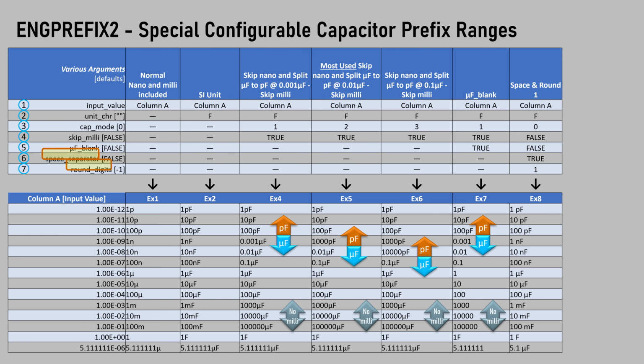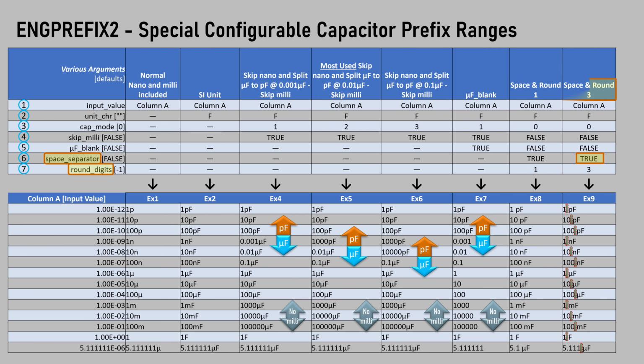Now for the space separator and round digits. With the space separator set to true, it inserts a space between the number and the prefix or unit. The round digits is the number of digits to round the returned number after it has been scaled to the appropriate SI prefix. The input on the bottom left with all the trailing digits will be rounded to one trailing digit. Now the round digits is set to 3 and the output has 3 trailing digits.